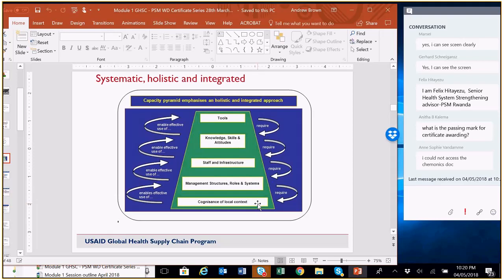And this all needs to happen in a local context. That's why in our project we have field teams, and so we've got workforce development advisors like Anita, and a lot of you will see people who have introduced themselves are system strengthening people from various countries. Their role is to understand the local context and put things into perspective.